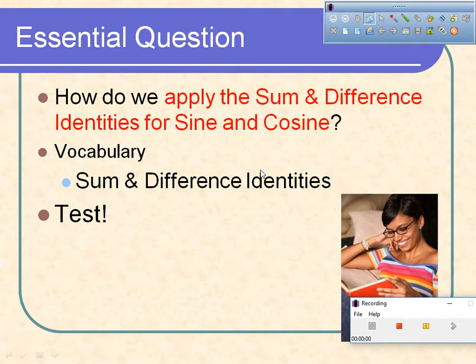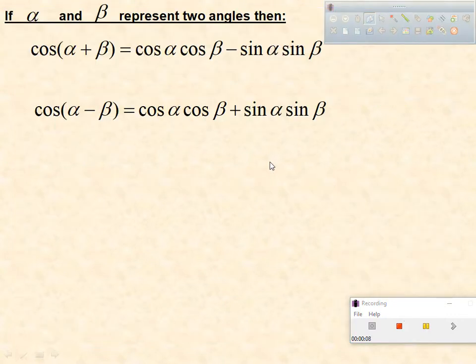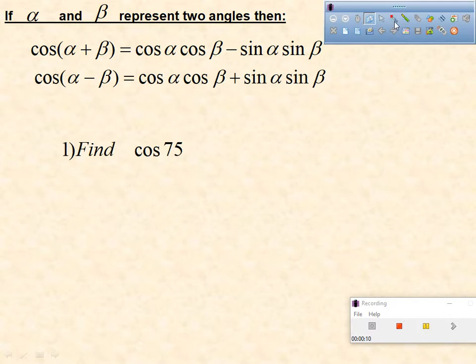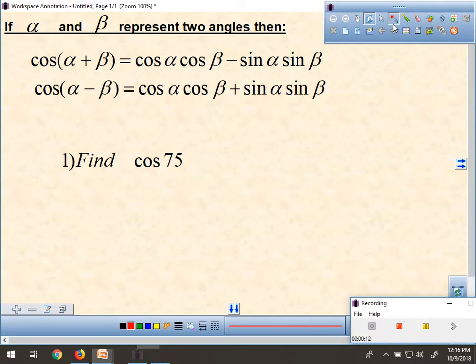Alright guys, your central question for today is how do we apply the sum and difference identities for sine and cosine? Let's jump right into a problem that asks you to find the exact value of cosine of 75 degrees. What you're going to try to do is find two angles that either add or subtract to give me 75.